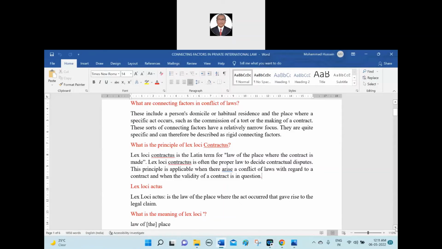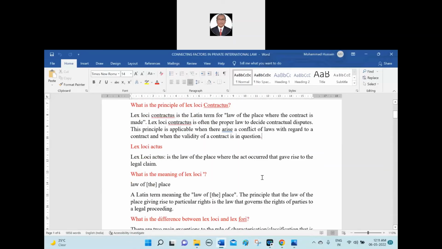Next, lex loci actus, we know it. Lex loci actus is the law of the place where the act occurred that gave rise to the legal claim. Actually, where the act is made means even the breach we can include. The breach is also an act. So that is the place where the act is made, you can say lex loci actus.